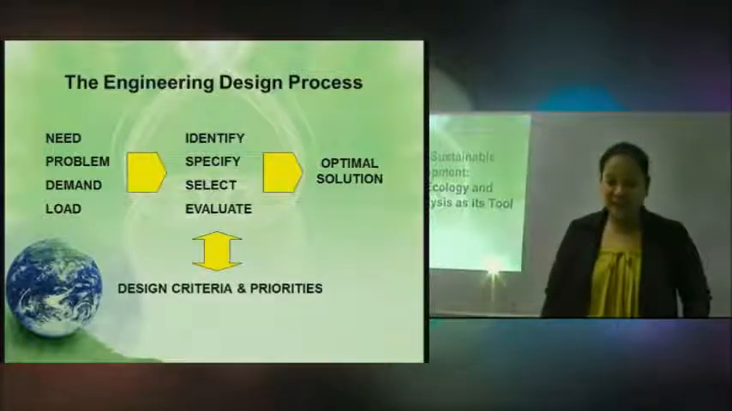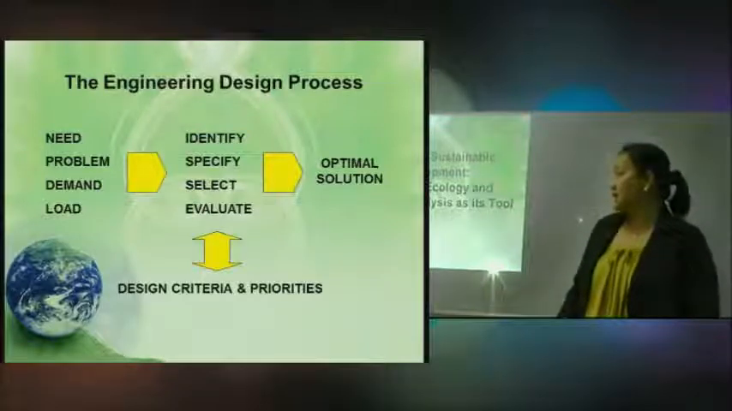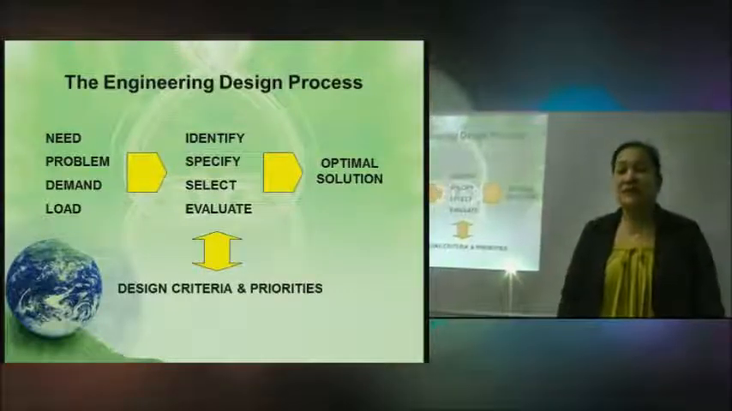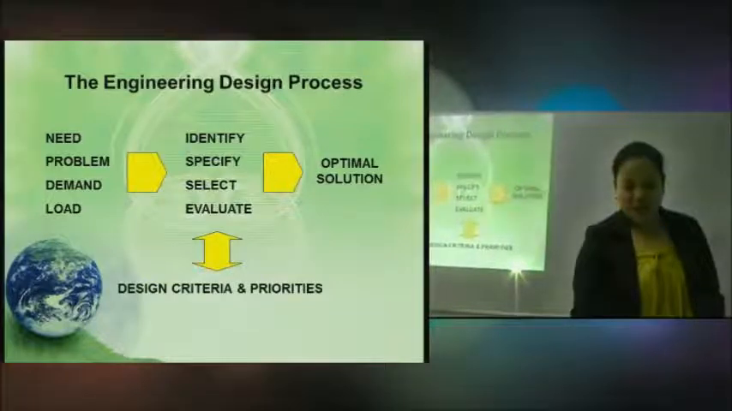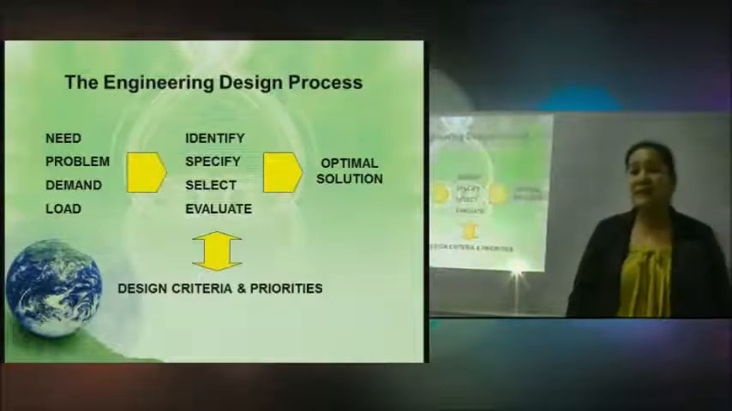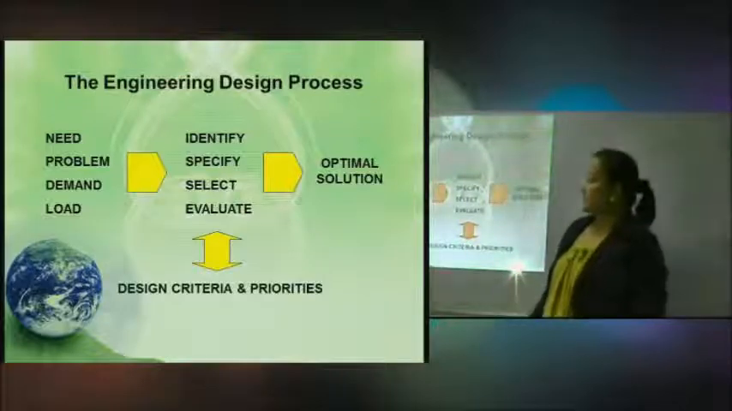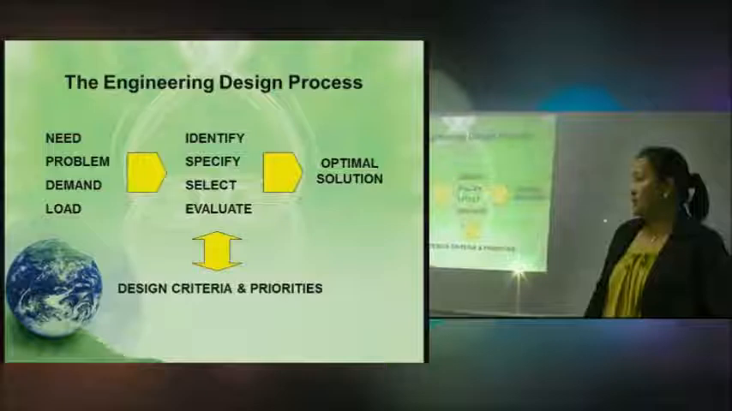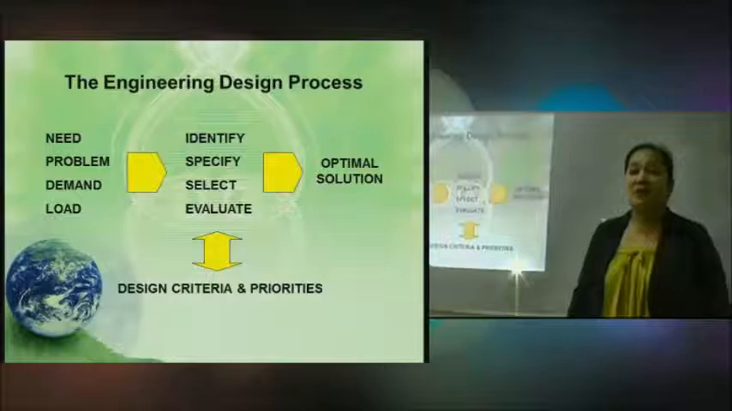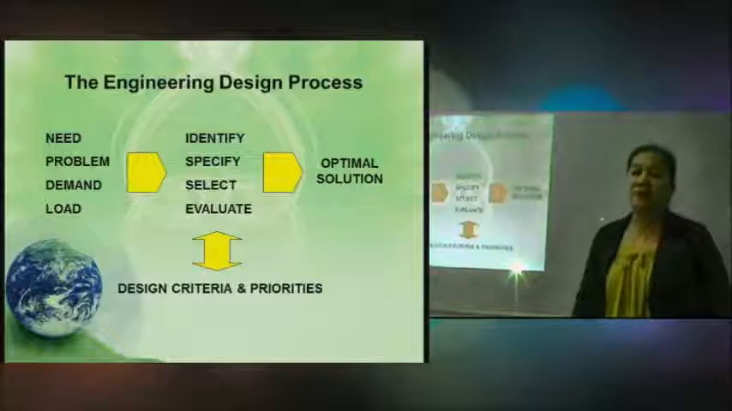After discussing the science of sustainable development, which is industrial ecology, we'll try to discuss one of its tools, which we call life cycle analysis. This is commonly used in the industry, that's why we will focus on this tool. In this tool, the engineering design process is applied. So basically, in the engineering design process, you identify the need, the problem, the demand, and the load. And then you identify, specify, select, and evaluate the resources that you utilize in the process. And then your objective is to come up with an optimal solution.